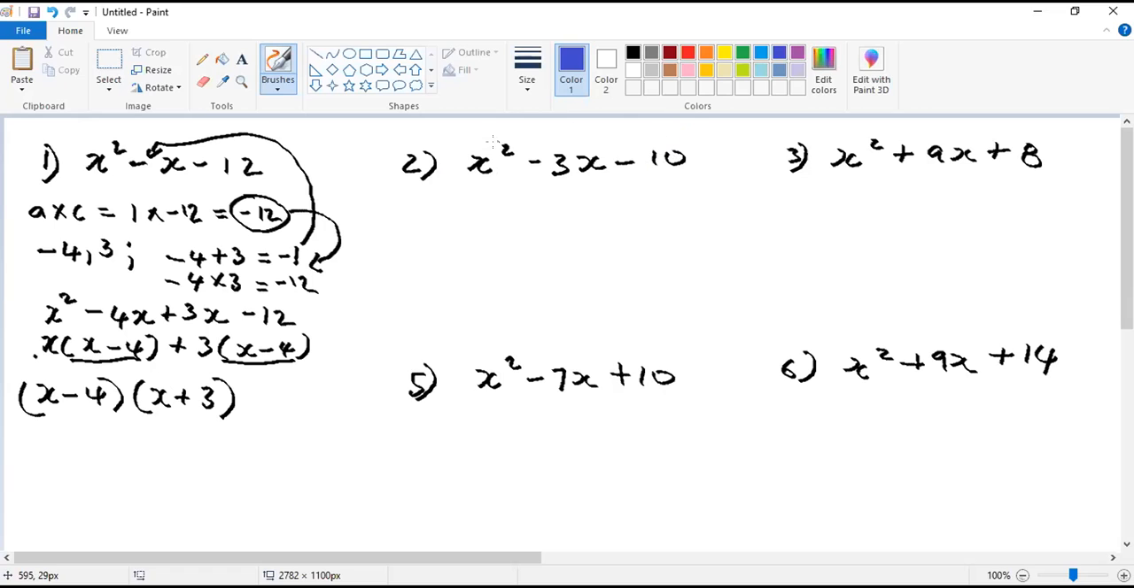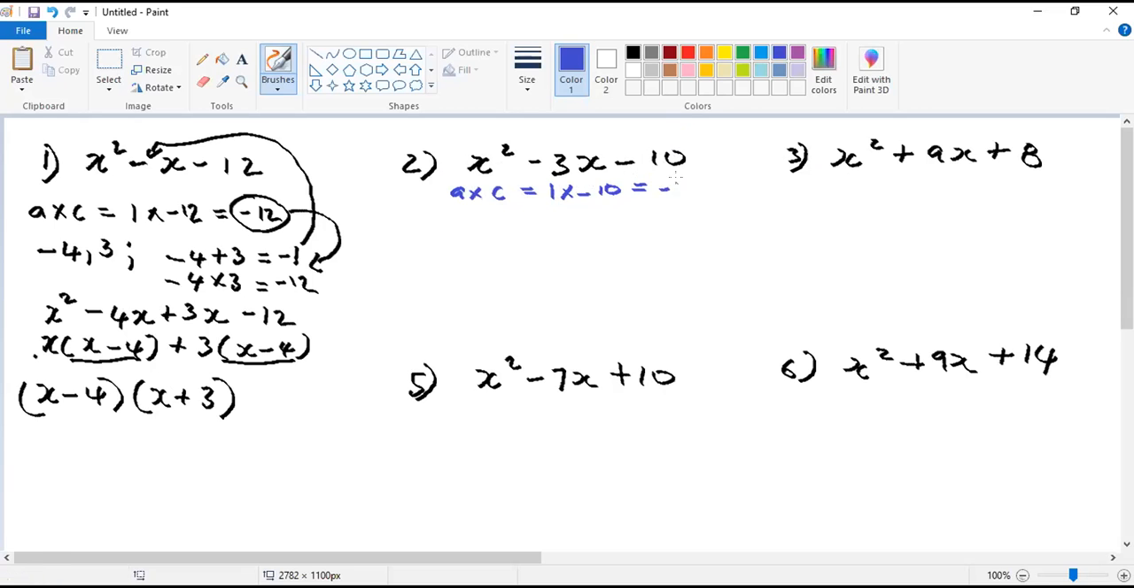So what about this one? So AC, let me go again. So AC in this case, so A times C. So 1 again, minus negative 10. And you see why I stress this AC, right? Because if you look at all these questions, the A is 1. But you can have questions where the A is something other than 1, right?